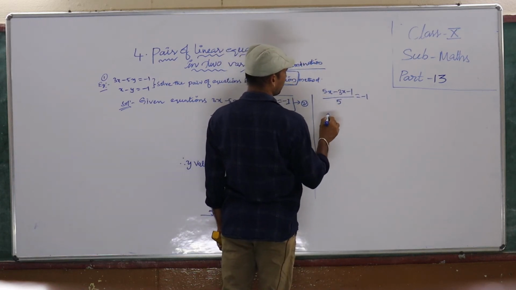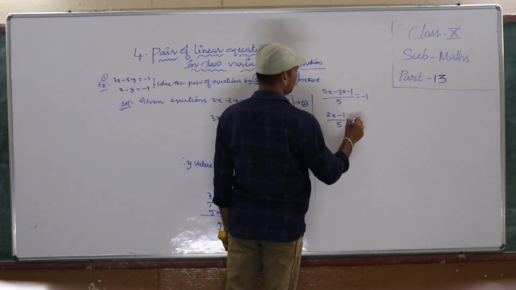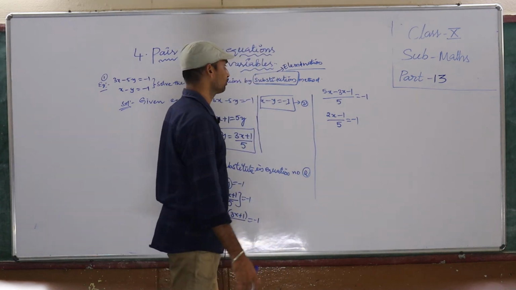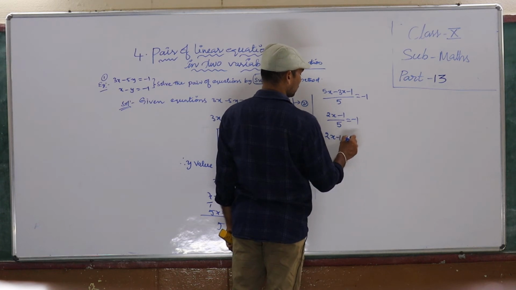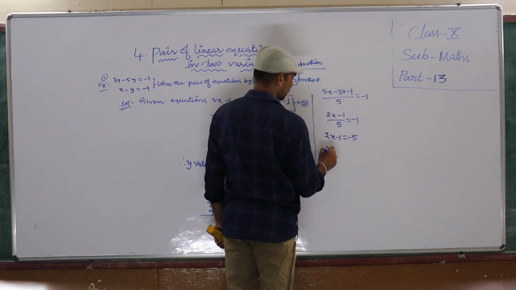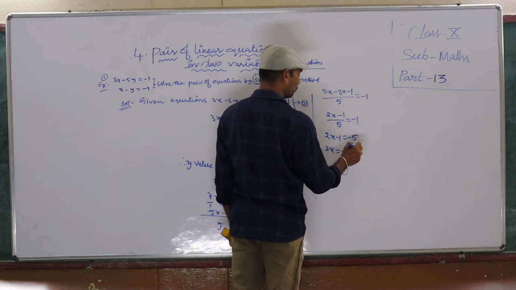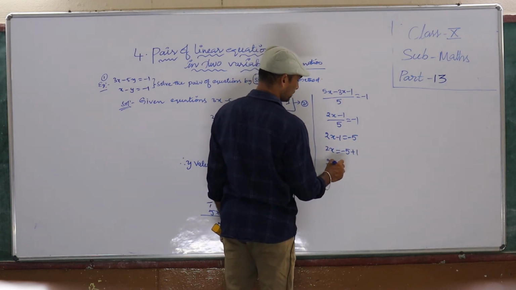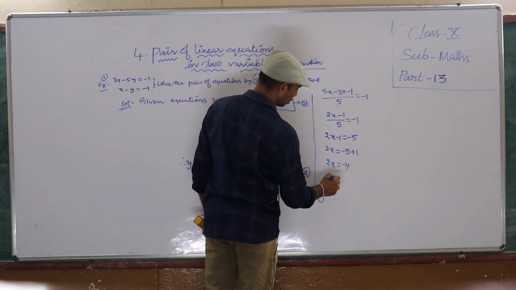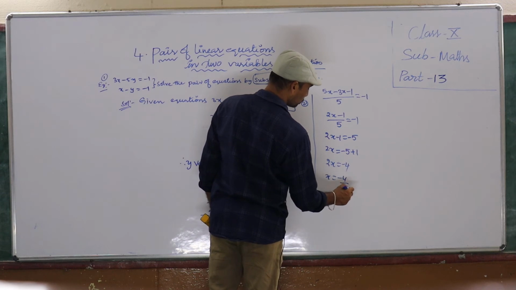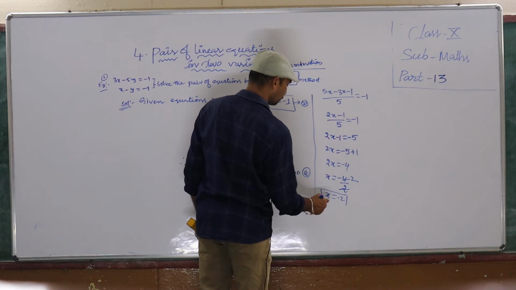5x minus 3x, 2x minus 1 by 5 is equal to minus 1. Then 2x minus 1 is equal to minus 5. Then 2x is equal to minus 5 plus 1. Then 2x is equal to minus 4. Then x is equal to minus 4 by 2. 2 2s are, then x is equal to minus 2.